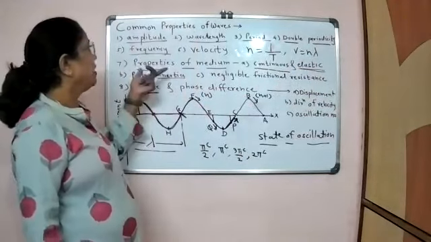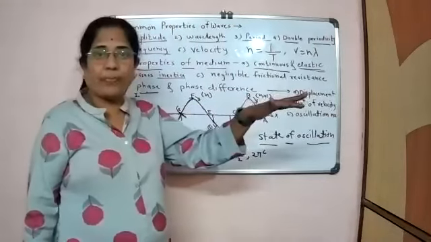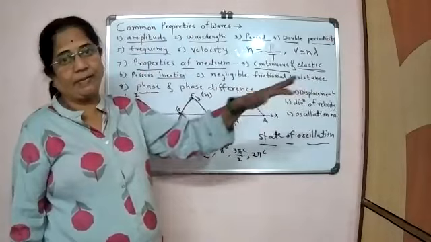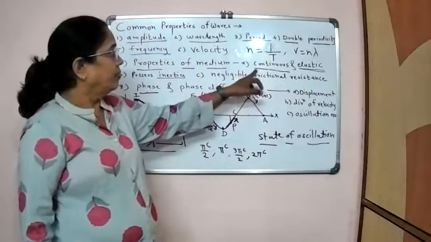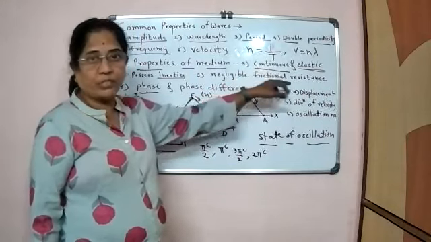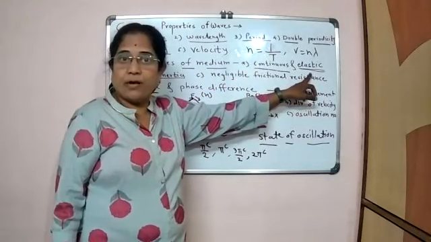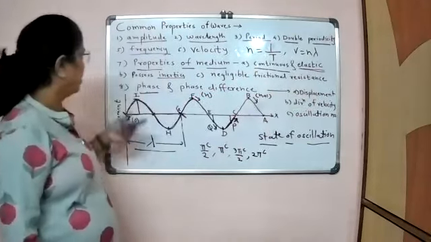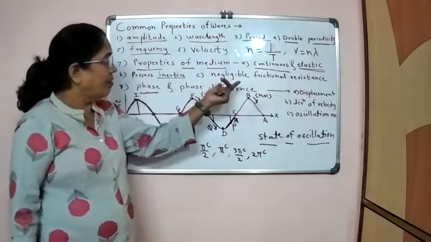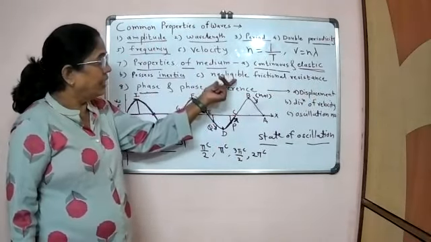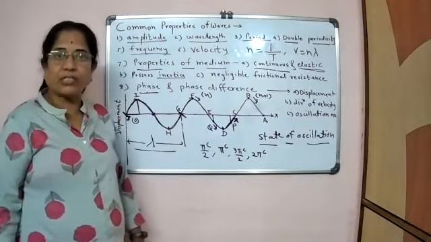Then what we have seen, properties of the medium through which the wave is propagated, the wave is traveling. काय त्या मीडियम कडे प्रॉपर्टीज पाहिजे, फर्स्ट medium should be continuous and it must possess the property of elasticity, it must possess inertia, and it must have negligible frictional resistance.